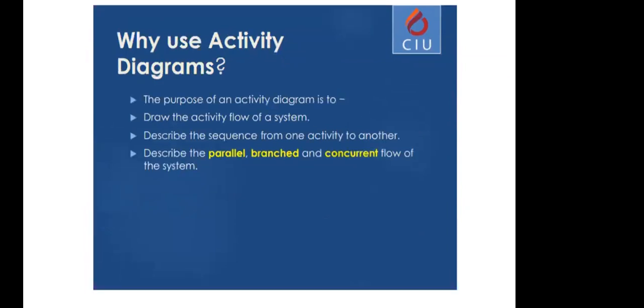Just to summarize, the purpose of the activity diagram is to draw and show the activities themselves. We can describe the activities sequence by sequence from one activity to another, but we can also describe these activities as parallel, branch, sometimes called forked. There's actually a symbol called fork in the activity diagram. And you can also show the flow of the data as concurrent, which means happening at the same time.